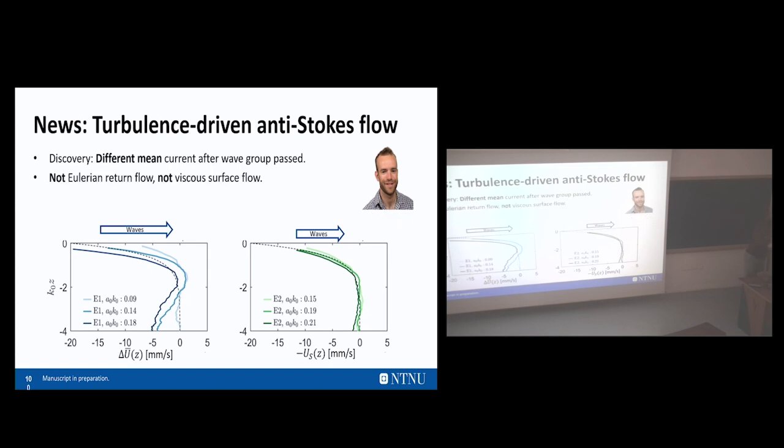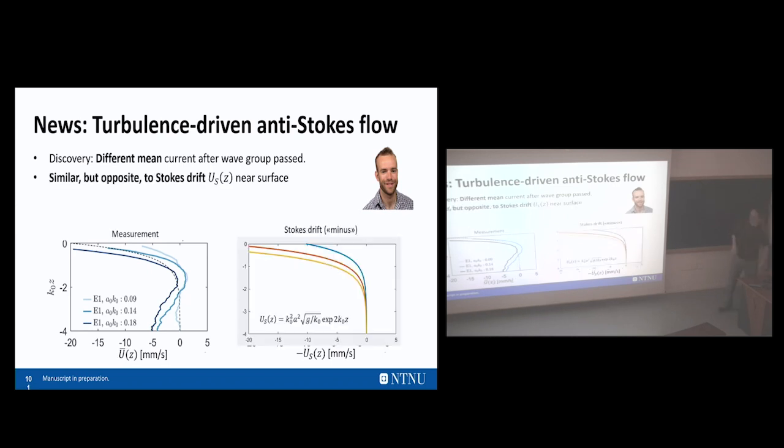Now, we went through speaking to various people, also at WISE, both in Brest and Princeton. So it is definitely not the Eulerian return flow that we know happens because it's very concentrated near the surface. It's also not what's called the viscous surface flow, which is extremely near the surface, so we're not even measuring close enough to the surface to see that. It's also similar but opposite to the Stokes drift.